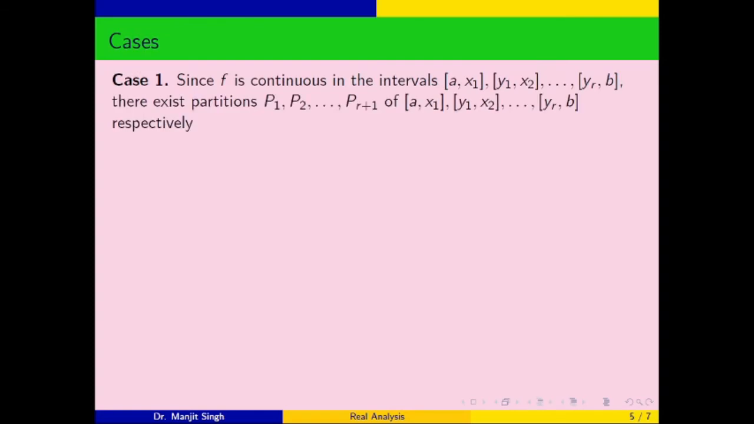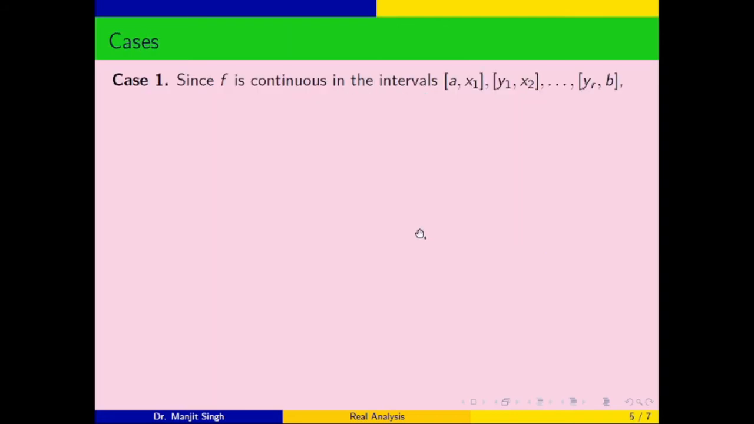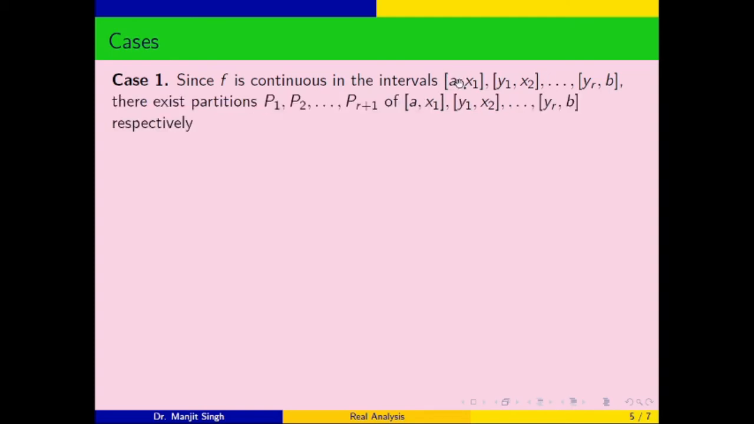In the first case, f is continuous in each subinterval. As we have, this is a1, x1, y1, x2, and in this way. So the function is continuous in each of these subintervals. So by the previous result, since the function is continuous, there exists a partition p1, p2, ..., p(r+1).